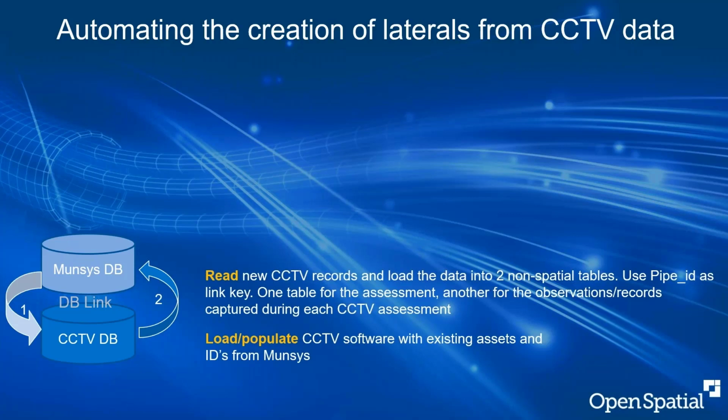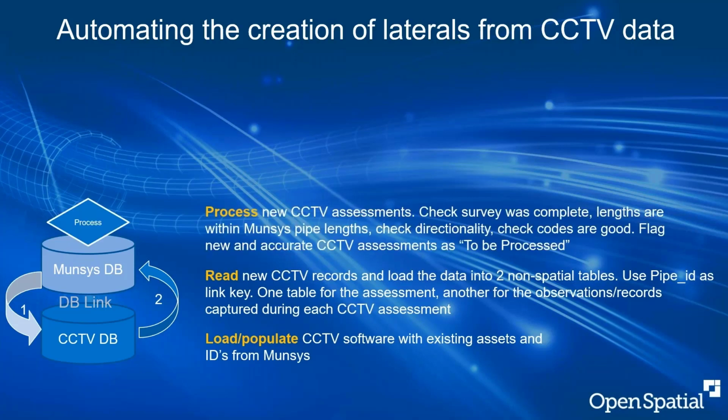We then actually in Munsys have a set of processes that will run on the CCTV data, and you want to do things like excluding surveys that were incomplete, excluding surveys where the length of the CCTV run was way different from what's in Munsys, because you're not going to be able to create a lateral if Munsys says the pipe is 200 feet long and the CCTV survey was only 60. Clearly they didn't go all the way down, and they might have had to stop and come from the other direction, all manner of things. But this process literally flags and checks those.